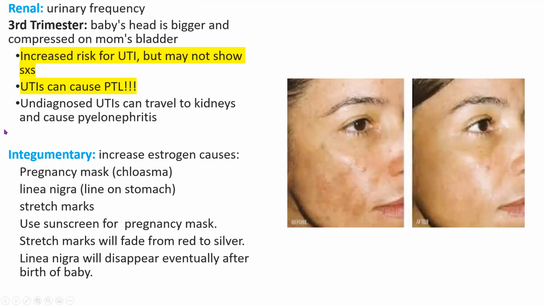Alrighty. With renal, they're going to be having urinary frequency. In the third trimester, baby's head is big and pushing on mom's bladder. So, we've already mentioned it twice: third trimester, urinary frequency, big baby, increased risk for UTI. This is really important because UTIs are a bit dangerous with our preterm babies. A lot of times, these moms might not even be showing signs and symptoms. UTIs can cause preterm labor.